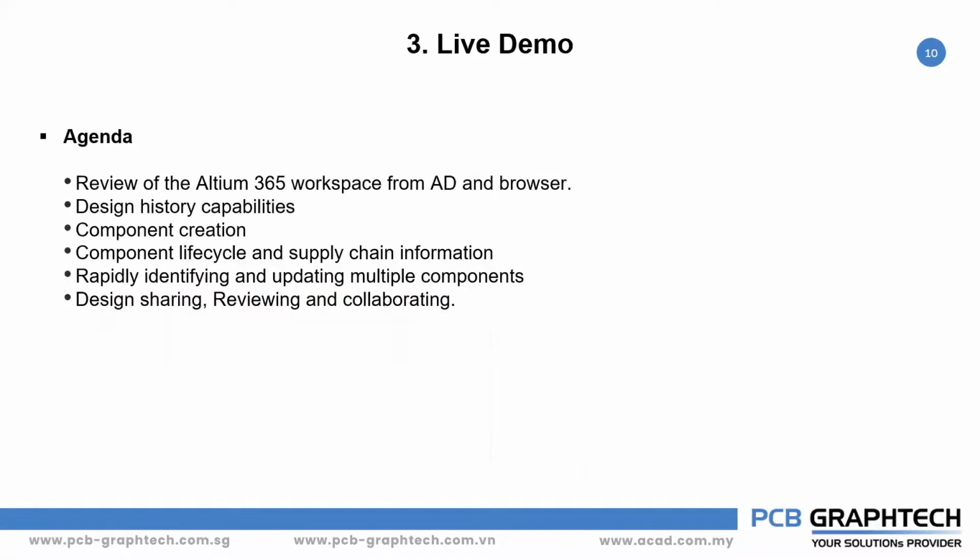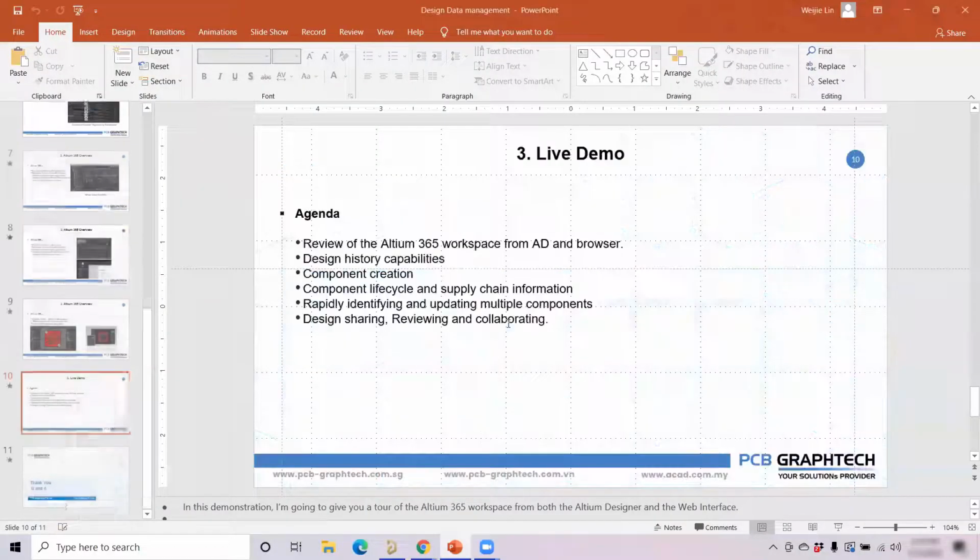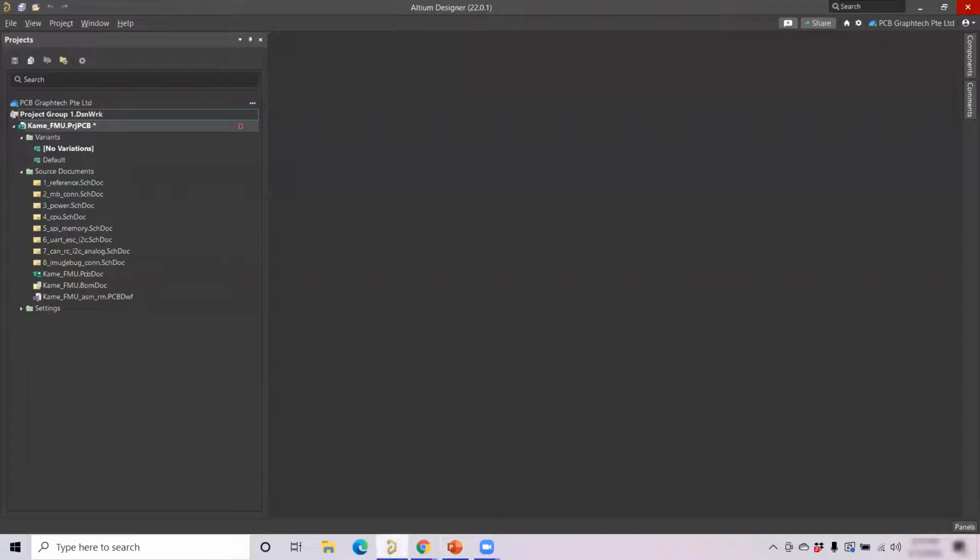Now we'll go directly to the demo. I'm going to show some of these topics in the demo: a review of the workspace, what is available in the Altium 365 workspace browser, the design history, then component creation, and the life cycle and supply chain. All this I'm going to show you in the demo. So now let us go to the software.